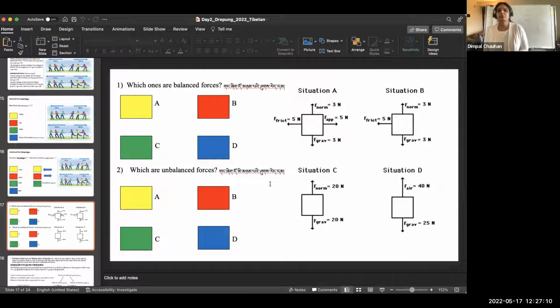So let's do this. I have these situations A, B, C, and D. I want you to tell me which force is a balanced force and which ones are unbalanced. First, we will do the first one, right?